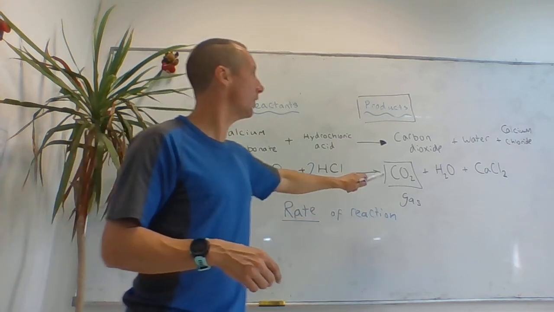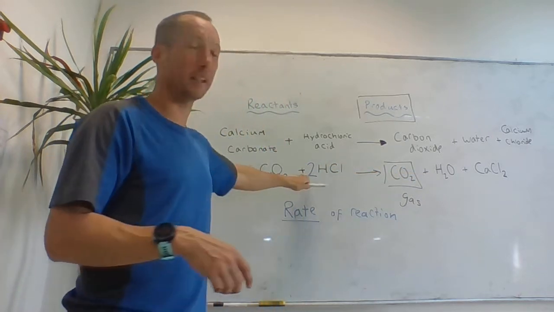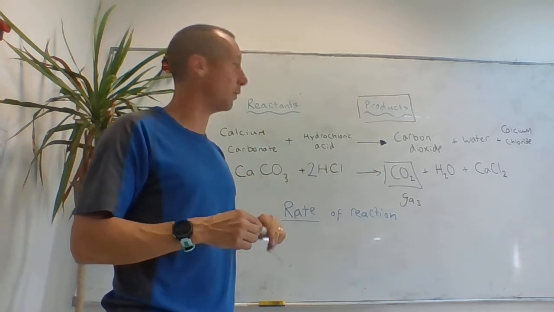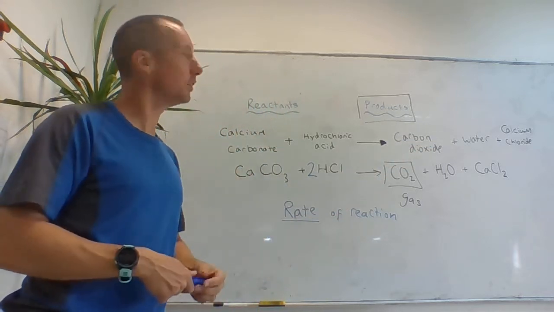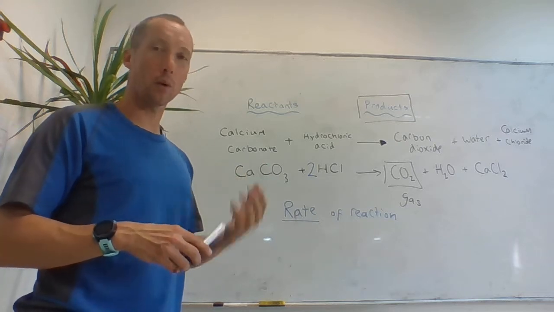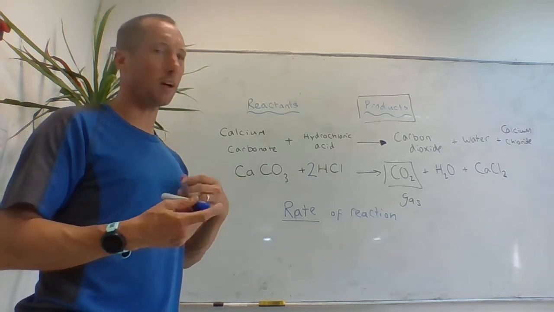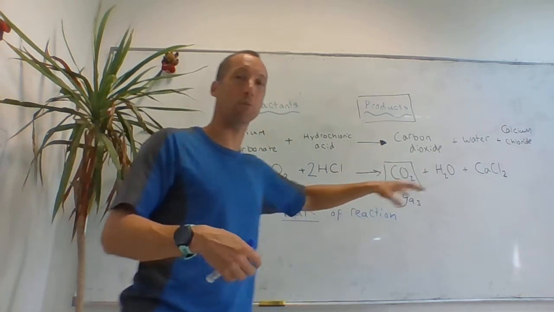To begin with, we've got no carbon dioxide. Okay, we've probably got some water because it's going to be a diluted acid. There's going to be some water in there anyway, but we're going to have no carbon dioxide and no calcium chloride. But as time goes by, we're going to get more and more of that carbon dioxide gas. So if we want to measure how quickly a reaction is happening, we need to either look at how quickly we lose reactants or how quickly we gain products.